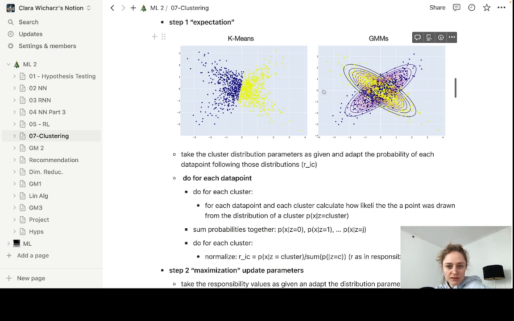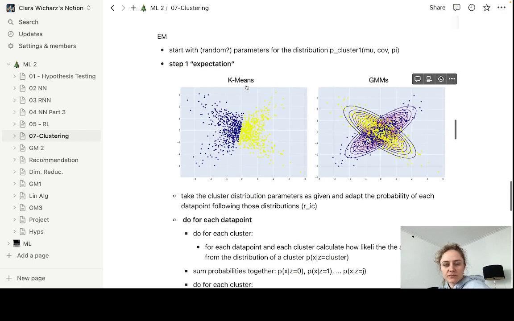So in k-means, we just measure the centroid and then take what's closest to the centroid. But the problem is that we cannot take this covariance information into account. And the expectation maximization algorithm accounts for that. In the expectation maximization algorithm, we have two steps. First the expectation step and then the maximization step.